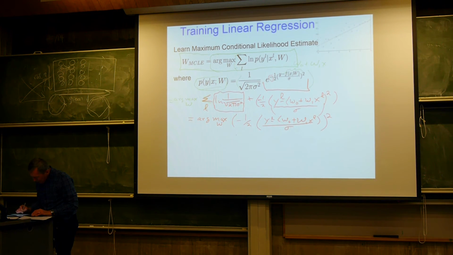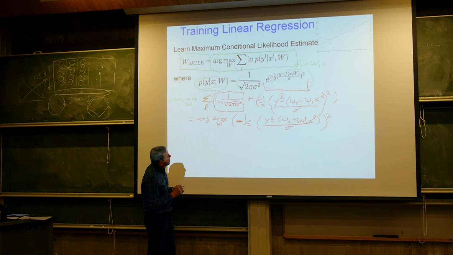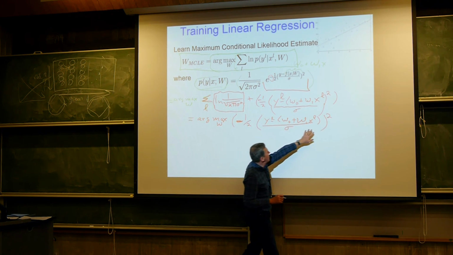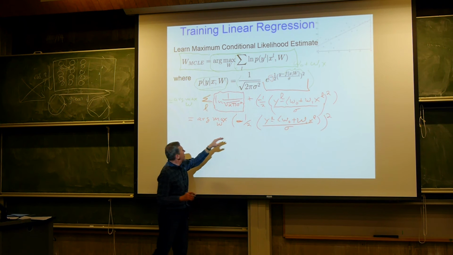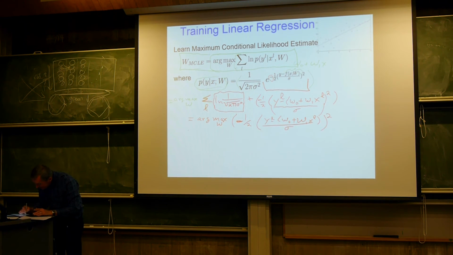Okay, and well, let me put it this way. This is going to be a negative quantity because this square is always going to be positive, of course. So this is negative. So I could just rewrite this as arg min, get rid of my negative sign, of, oh, let me bring the sigma out. Good.